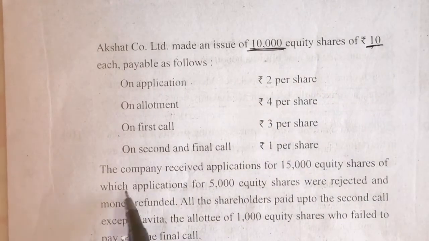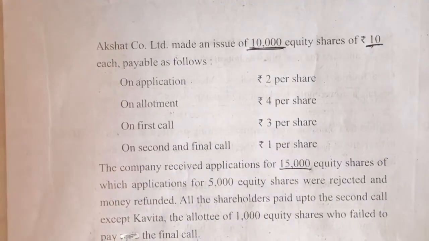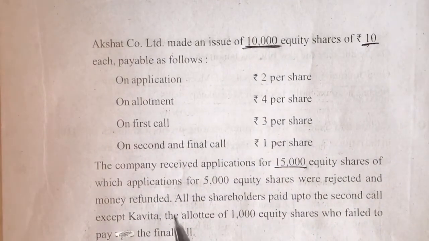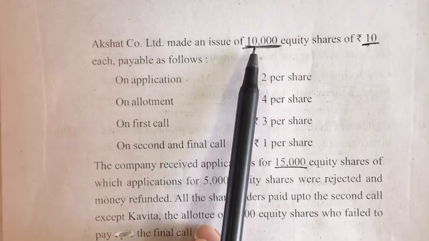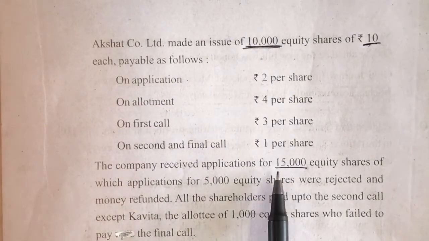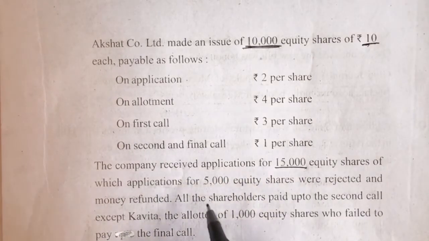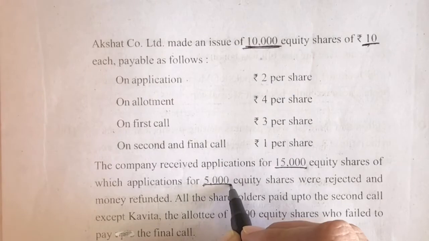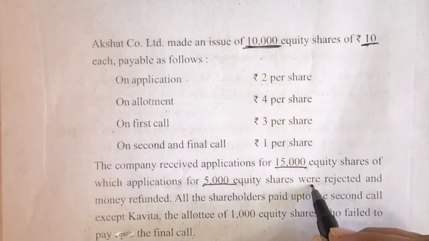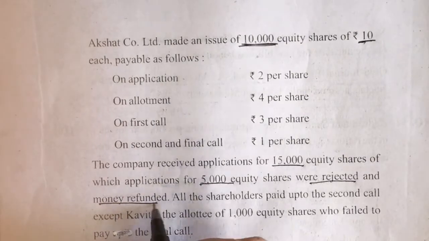Now the company received applications for 15,000 shares. That means this is oversubscription. The company has made issue of 10,000 shares, but applications were received for 15,000 shares. Applications for 5,000 equity shares were rejected and the money was refunded.